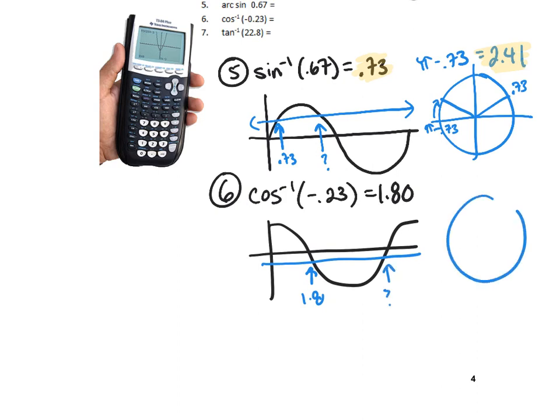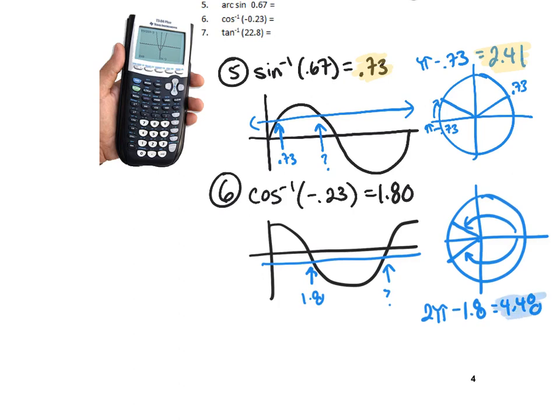Okay, so we've got our unit circle. 1.8, let's say, is right about here. That's kind of generous, but okay. So that's 1.8. Cosine is negative in quadrant 2 and quadrant 3. So I have to figure out this one. And to find that, I'm going to do 2 pi minus 1.8. So one full circle subtracting 1.8 to figure out the numerical value. And you end up getting 4.48. So I have two answers.